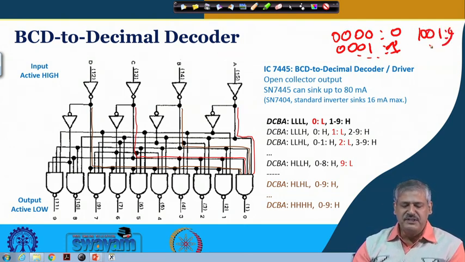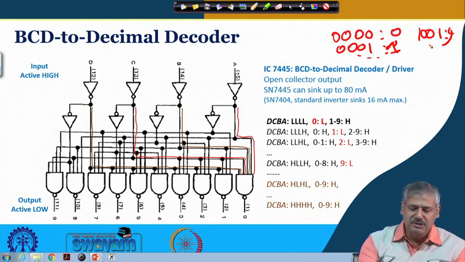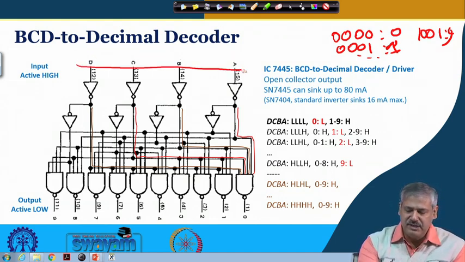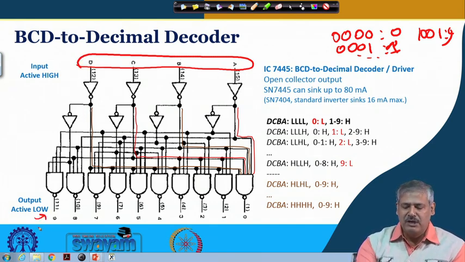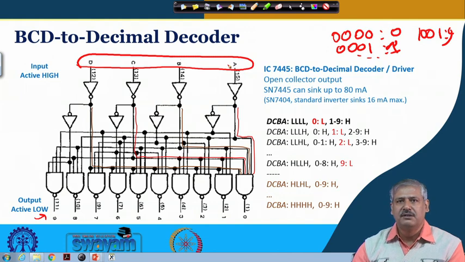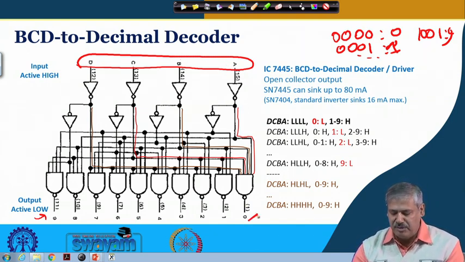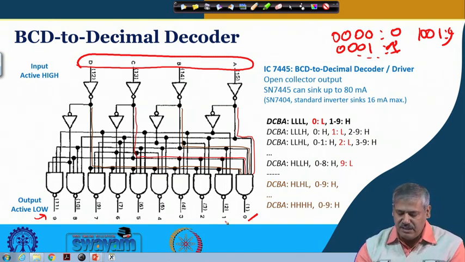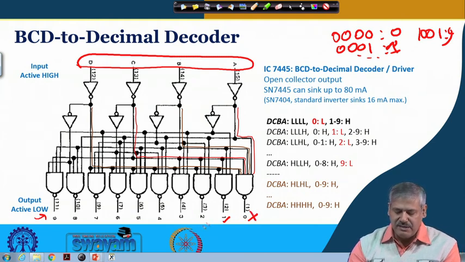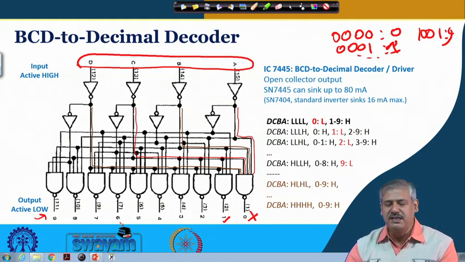So when we talk about a BCD to decimal decoder, the input will be a BCD number, and the output will be whatever this BCD number represents. The corresponding output will be decoded. If 0000 is present, all zeros, then this output will be active and the rest will be inactive. If 0001 is present, this 1 will be active and the rest will be inactive. This is what we mean by a BCD to decimal decoder.